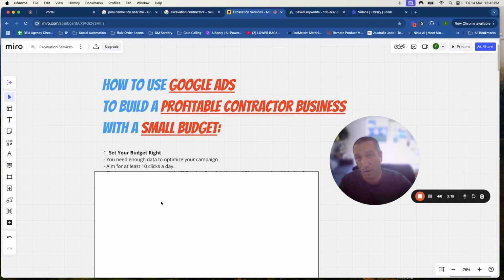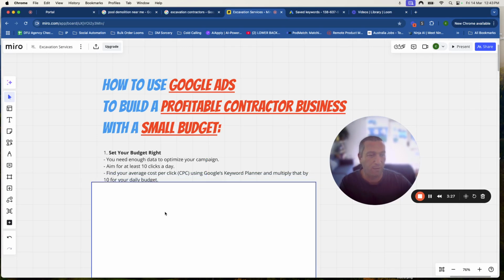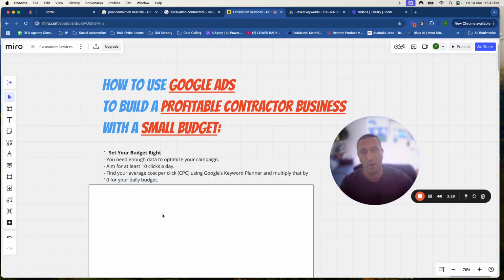Now, depending on your area and what type of service you're going after, the cost of each one of those clicks is going to vary. But if you aim for 10 clicks a day, that should be about enough. So how do you figure out how much money you should be paying to get 10 clicks? It's simple. You want to go into Google Keyword Planner, find the cost per click, or CPC, and multiply that by 10.